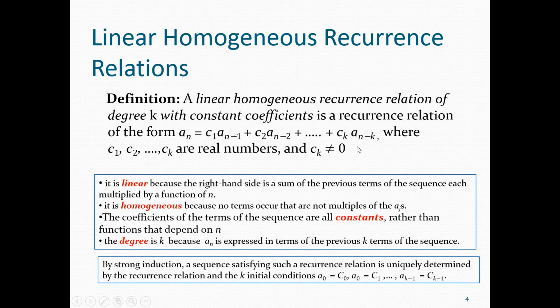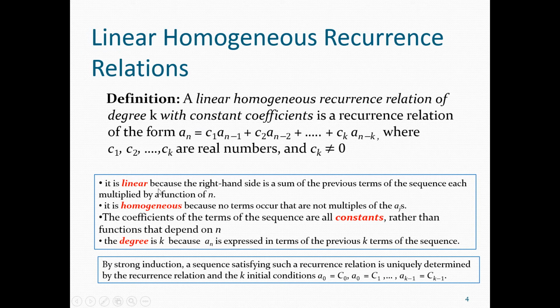A linear homogeneous recurrence relation of degree k with constant coefficients is a recurrence relation of this form: an is equal to c1 an minus 1 plus c2 an minus 2 plus so on, ck an minus k, where c1, c2, ck are real numbers, that is, they are constants, and ck is not equal to 0. So this is the linear homogeneous recurrence relation of degree k. The general form of the linear homogeneous recurrence relation of degree k is this.